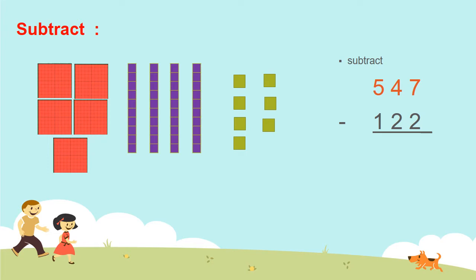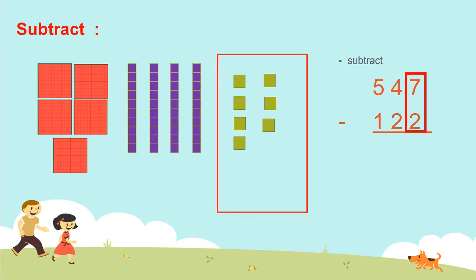Now from where do we start? We start from our ones. So we're going to start by subtracting. We're going to take 2 from the 7. So let's start by taking with our ones. We're going to take away 2. We're going to remove these 2. How many do I have left? Count them. 1, 2, 3, 4, 5. 5 left.